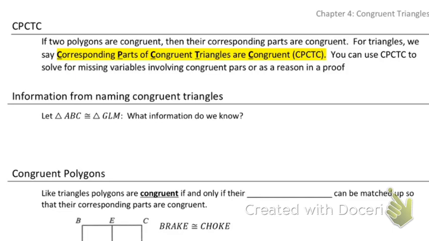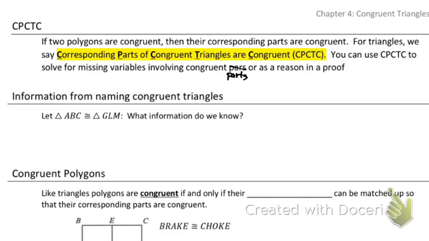CPCTC says if two polygons are congruent, then corresponding parts are congruent. For triangles, we say the phrase: corresponding parts of congruent triangles are congruent. You can use CPCTC to solve for missing variables involving congruent parts, or as a reason in a proof. That should say parts. I don't know why it says pars.